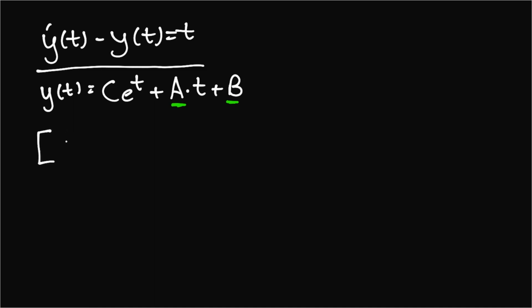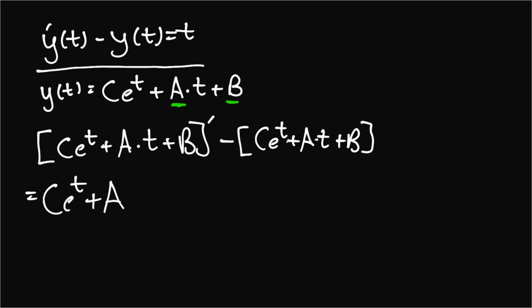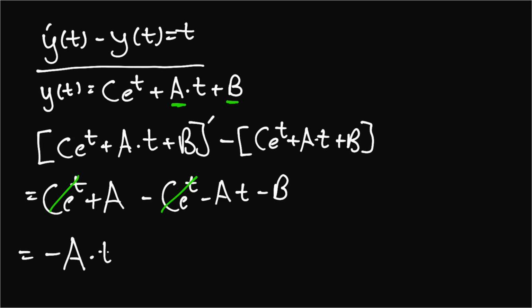Okay, computing this, we have c e to the t plus a times t plus b, taking the derivative of this, minus c e to the t plus a times t plus b. Computing the derivative inside, we get c e to the t plus a. Then on the right, we get minus c e to the t minus a t minus b, and we can cancel these. Simplifying this, we get minus a times t plus a minus b.